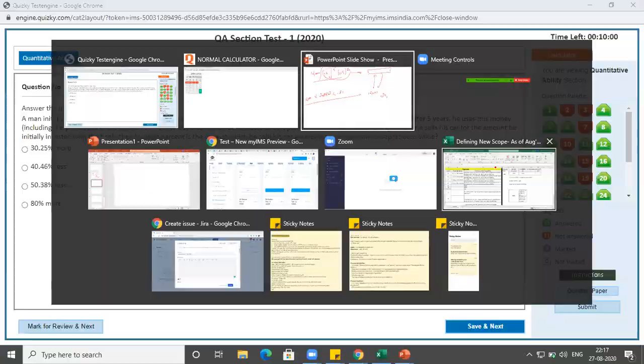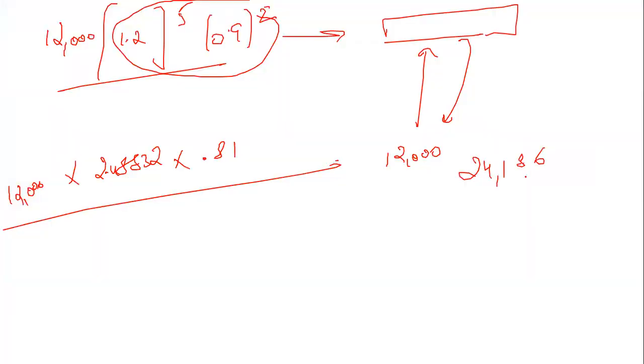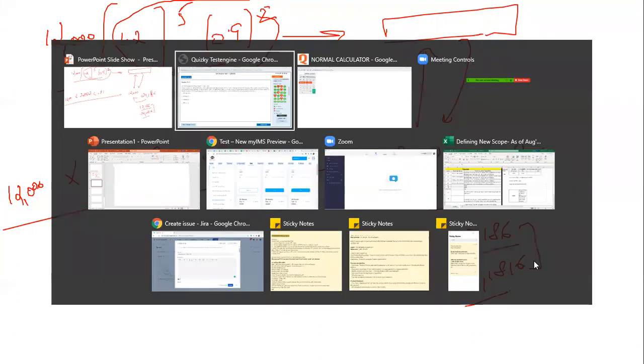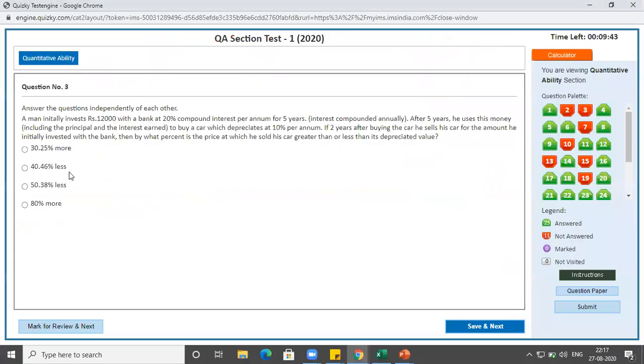24,186 रुपए की वैल्यू थी गाड़ी की after depreciation and all, लेकिन उन्होंने बेची 12,000 रुपए में, तो मैंने loss लिया 12,186 का. कितने पे? 24,186. So very close to 50%. Right? More than 50%. Answer is C.